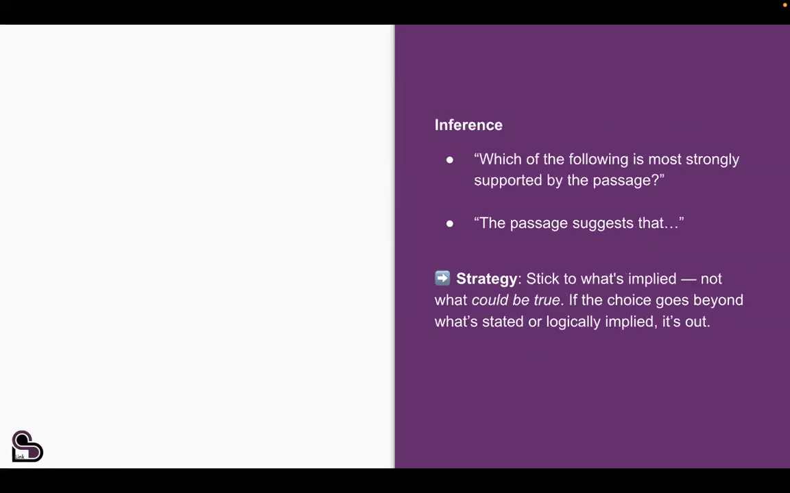When we're looking at inferences, we're looking for: which of the following is most strongly supported by the passage? The passage should suggest that. So a strategy here is to stick to what's implied, not what could be implied. If the choice goes beyond what's stated or is logically implied, then it's out, it's wrong.